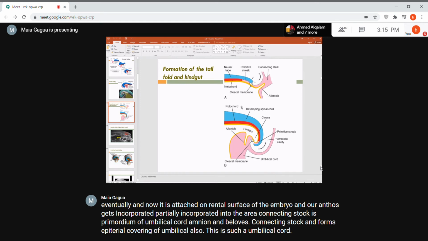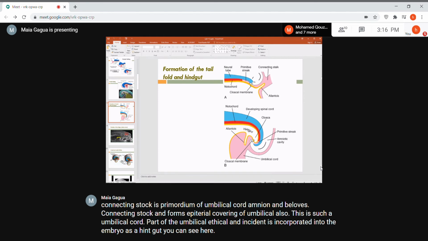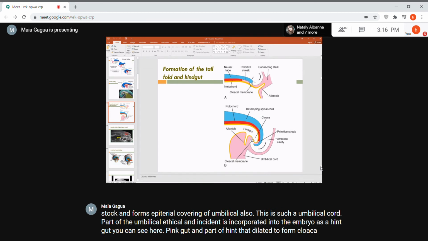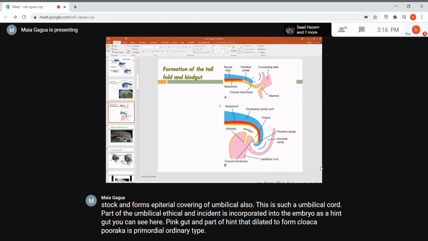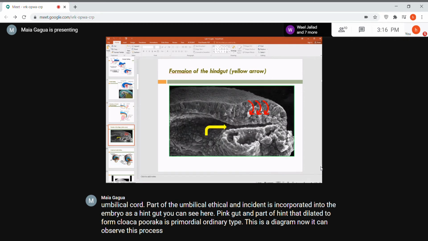Part of the umbilical vesicle and endoderm is incorporated into the embryo as a hindgut. You can see here hindgut, and part of hindgut dilates to form cloaca. Cloaca is primordium of urinary tract. This is a diagram. Now we can observe this process with electron microscope. So this is hindgut.